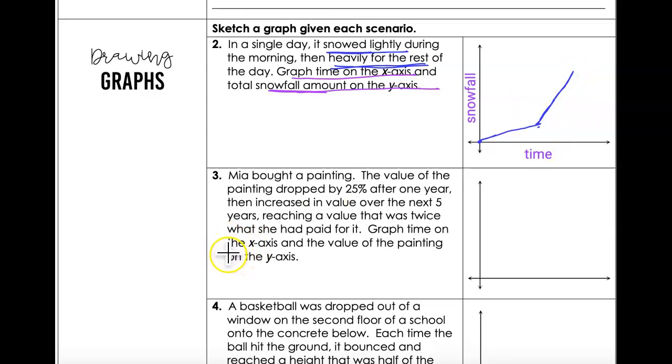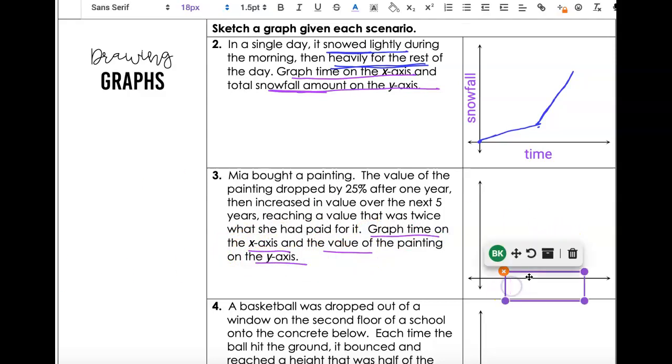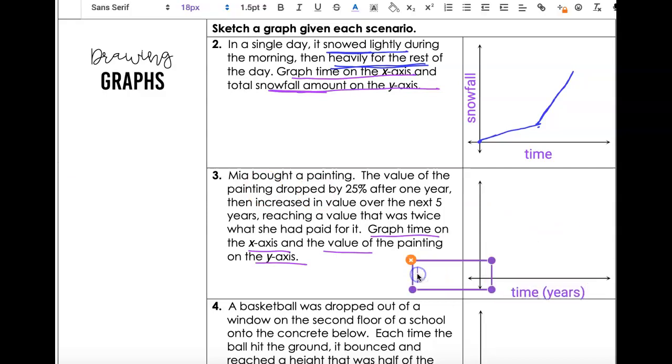All right, looking at number 3, Mia bought a painting. The value of the painting dropped by 25% after 1 year. Then it increased in value over the next 5 years, and it reached a value that was twice what she paid for it. We're going to graph time on the x-axis and value on the y. So here we have our time, and that's in years. And then on the y, we're going to have the value of the painting.